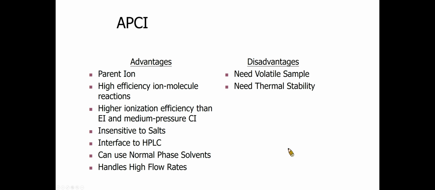This slide summarizes the strengths and limitations of APCI. APCI usually can retain the molecular ion peak and achieve a higher ionization efficiency compared with traditional chemical ionization. Compared with electrospray ionization, APCI is relatively insensitive to salts and can handle high flow rates. The limitation of APCI is that it is more suitable for volatile and thermally stable compounds.